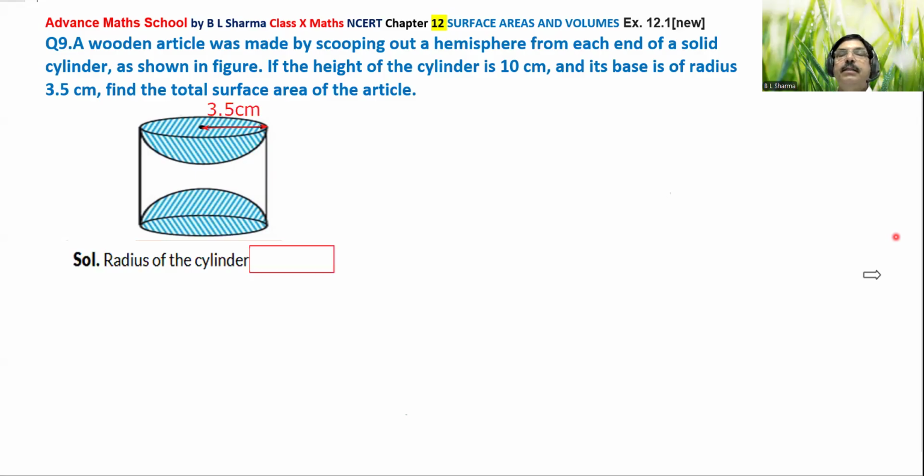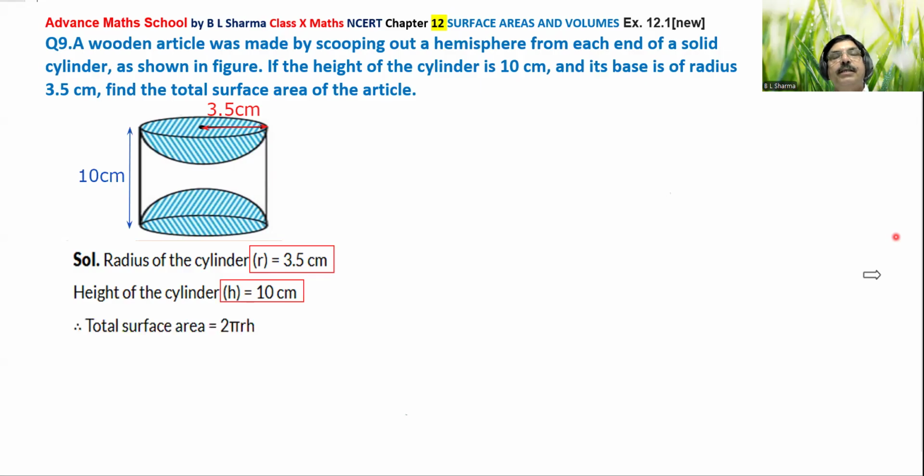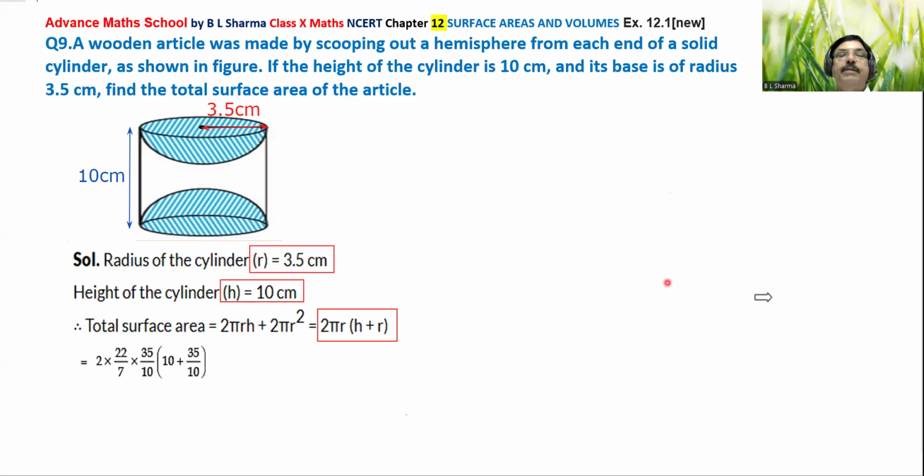रेडियस ऑफ सिलेंडर दैट इज 3.5 सेंटीमीटर. Height of cylinder, it is also given 10 centimeter. Total surface area that is 2 pi RH plus 2 pi R square. That is 2 pi R, H plus R, आप कॉमन ले लीजिए. So 2 into 22 by 7 into 35 by 10 multiplied by 10 plus 35 by 10. ये 3.5 can be written as 35 by 10. डेसिमल हटा दीजिएगा. सिंप्लीफाई करने की रेस्पॉन्सिबिलिटी आपकी है. So that is 297 सेंटीमीटर स्क्वायर.